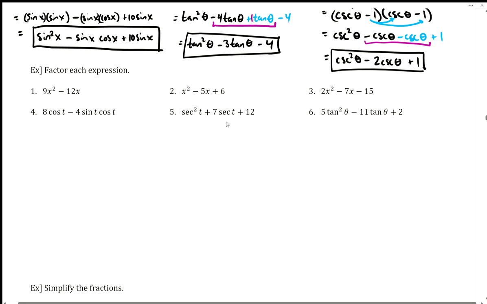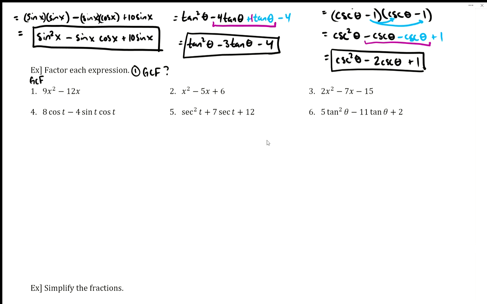So factoring is always the reverse of multiplying. Okay, so we check with multiplication. So let's break down number one. Number one has two terms. Usually when it's two terms, you're thinking, and actually to factor any expression, the first step you always do is try to factor out a GCF.